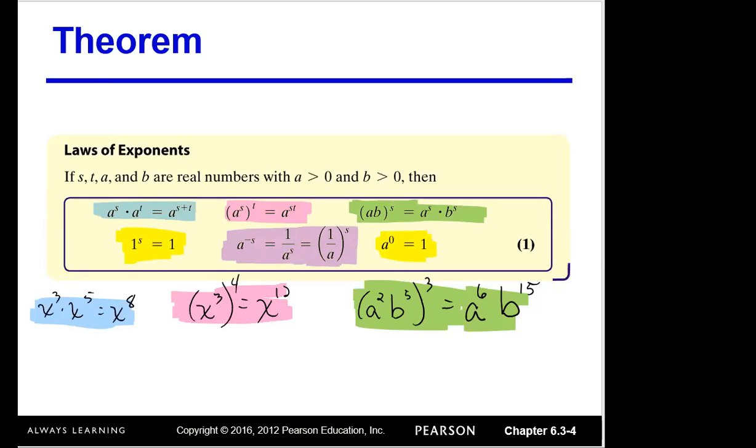The other rule I was thinking about was if you had a to the s divided by a to the t, that's a to the s minus t. So if I had x to the 6th divided by x to the 4th, that would be x to the 6 minus 4, which is 2. Those are those laws of exponents.